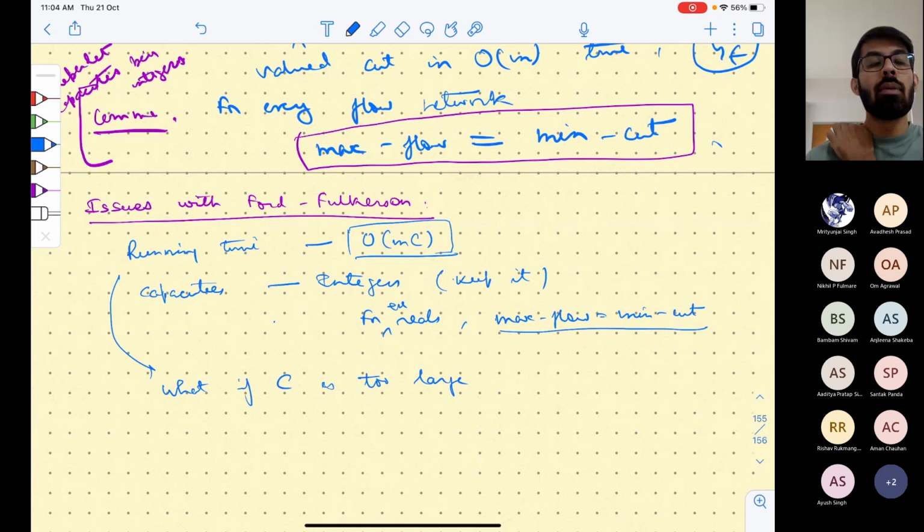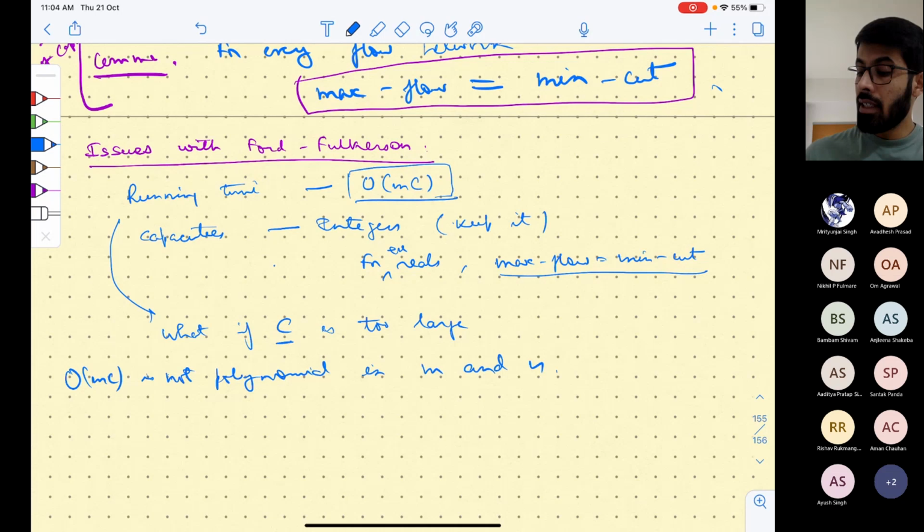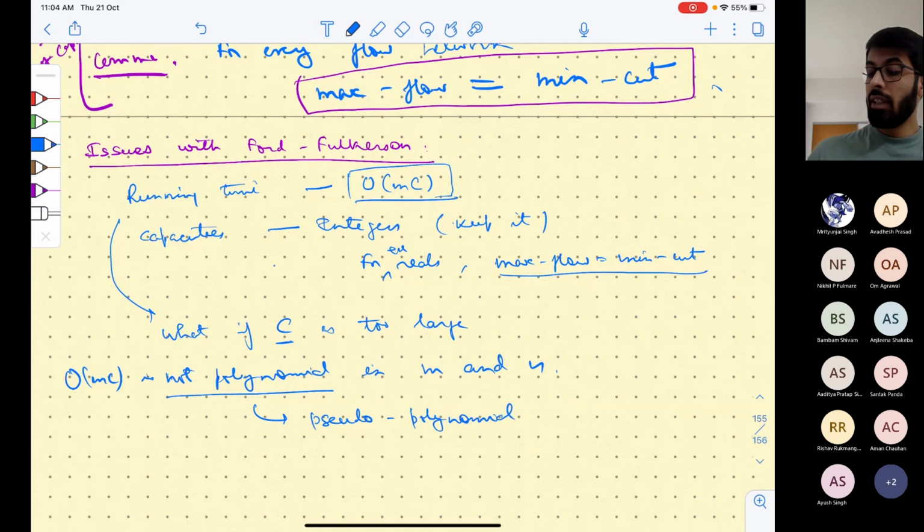If you remember in some earlier algorithm, we had said that if this C is too large, then the algorithm is not running in polynomial time. So order MC is not polynomial in M and N, that is the input size. So we had this word called pseudo-polynomial for these. Why pseudo-polynomial? Because this C actually represents the capacity of the edges and so on.